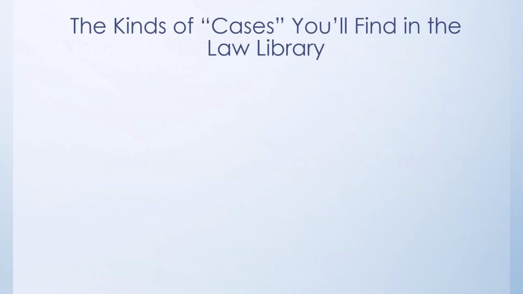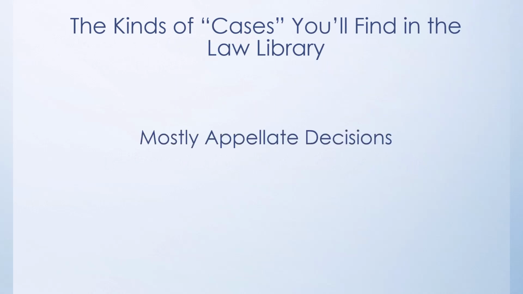Then what kind of cases will you find here? Well, mostly we have appellate decisions. By decisions, I'm talking about the court opinions in the intermediate appellate courts and the courts of last resort. For example, we have books that include the decisions of the U.S. Supreme Court and the California Supreme Court and the U.S. Court of Appeals and the California Courts of Appeals. At least most law libraries do.